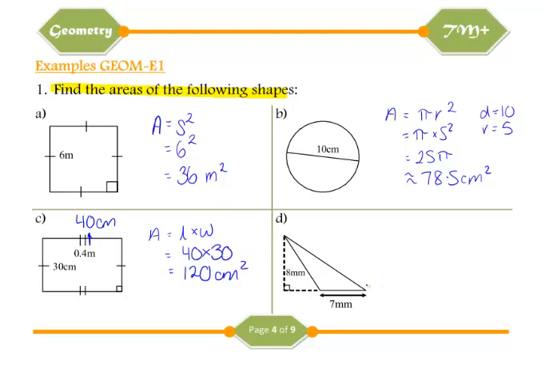Okay. Triangle. The area of a triangle is half times base times height. So half times the base, which is 7, times the height, which is 8. That gives me 28, and we're in millimetres squared.